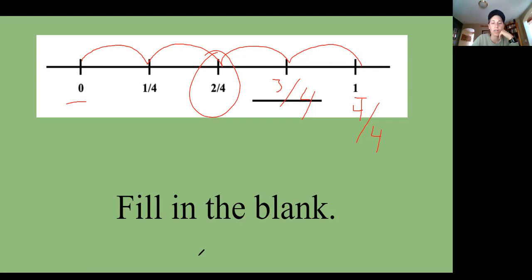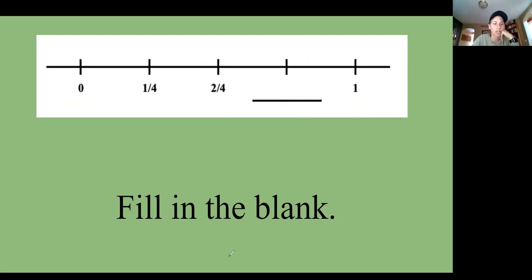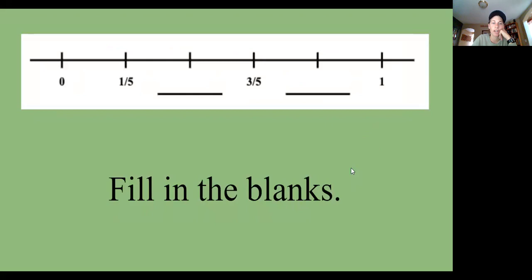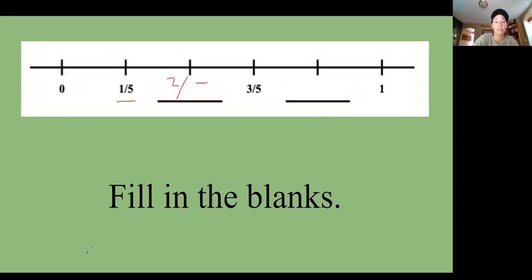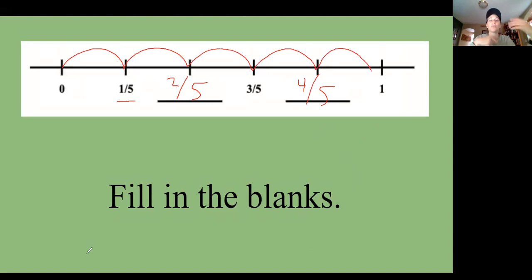Okay, so let's go to the next one and see if you can figure out this one. This one's kind of easy because it already has 1/5, so you know that this is going to be 2/5, and that's 3/5, and that's 4/5. But even if you didn't have those numbers there, if you didn't have any of the fractions, you would just do 1, 2, 3, 4, 5, and then you would know that the bottom number is 5.